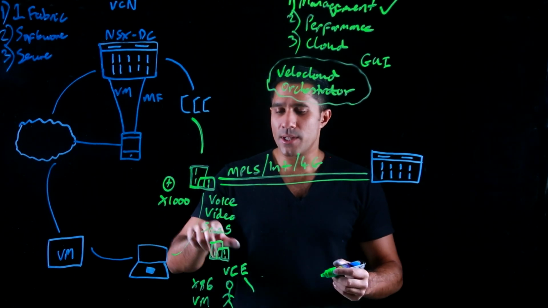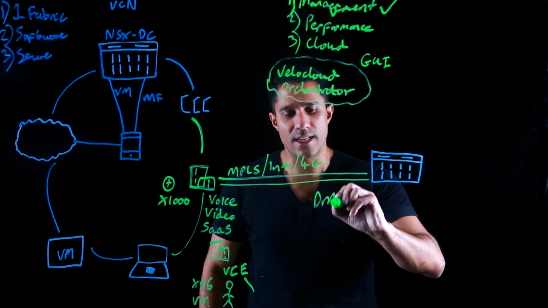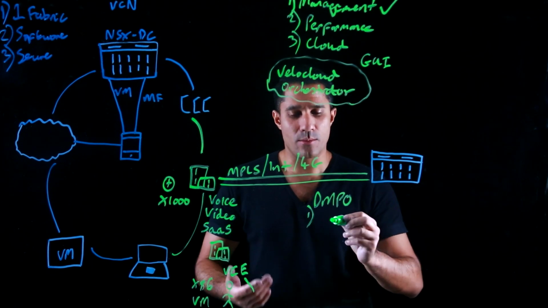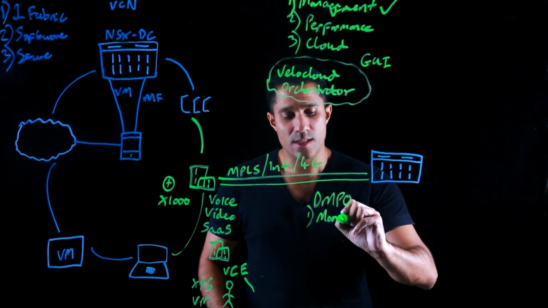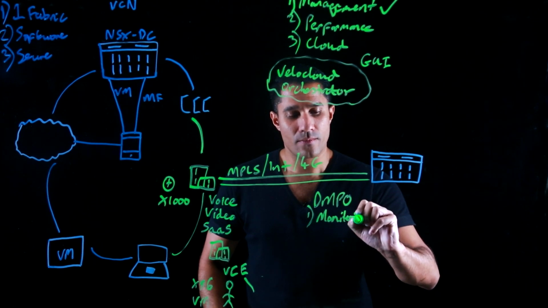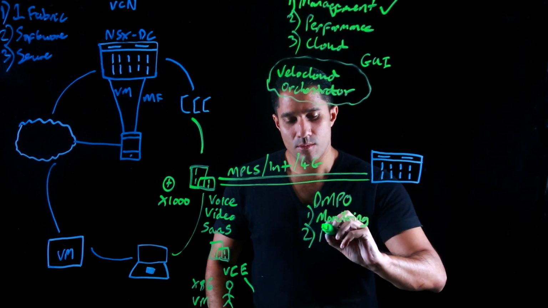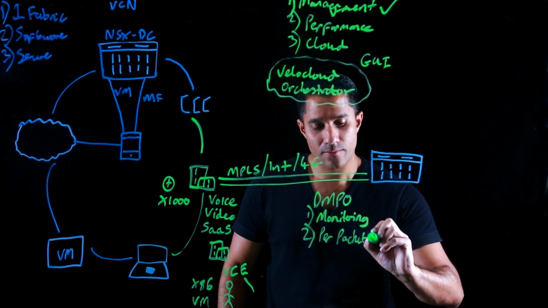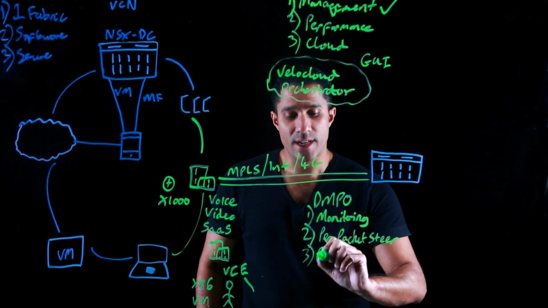In terms of our application performance, the way we solve this is with some technology called DMPO. We can summarize this as 3 main points. So the first thing that we do with DMPO is monitoring. The second point we do is per packet link steering. And the third point is remediation.